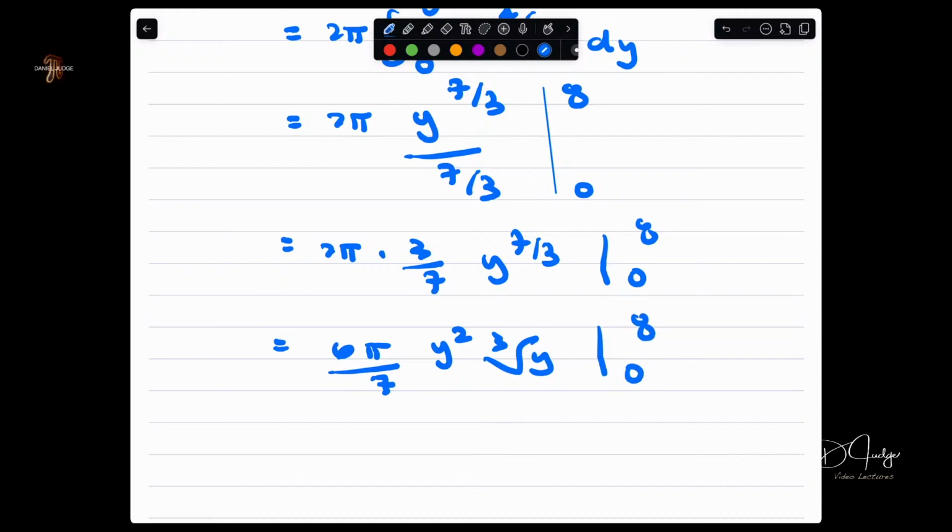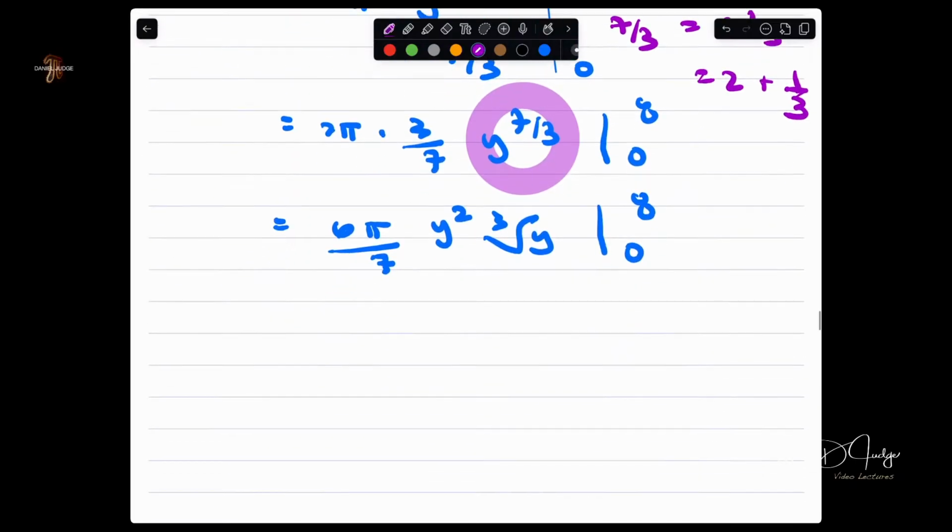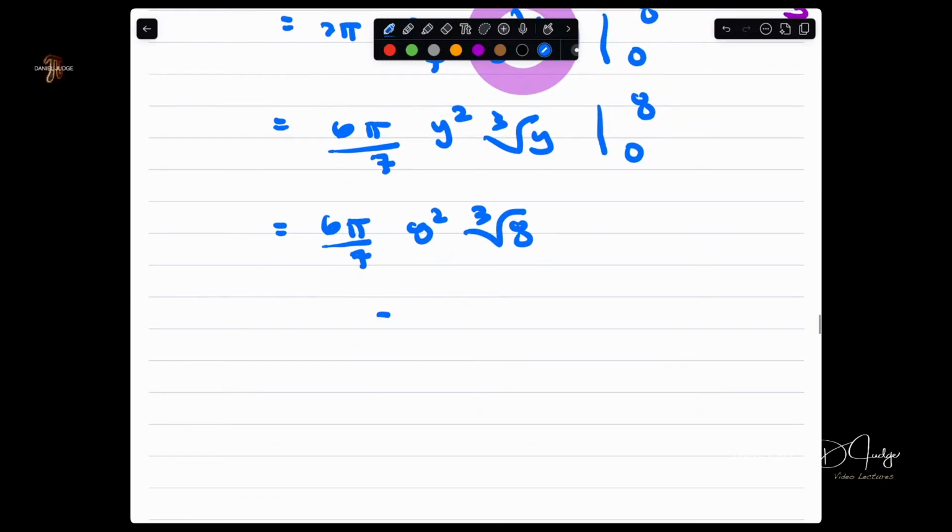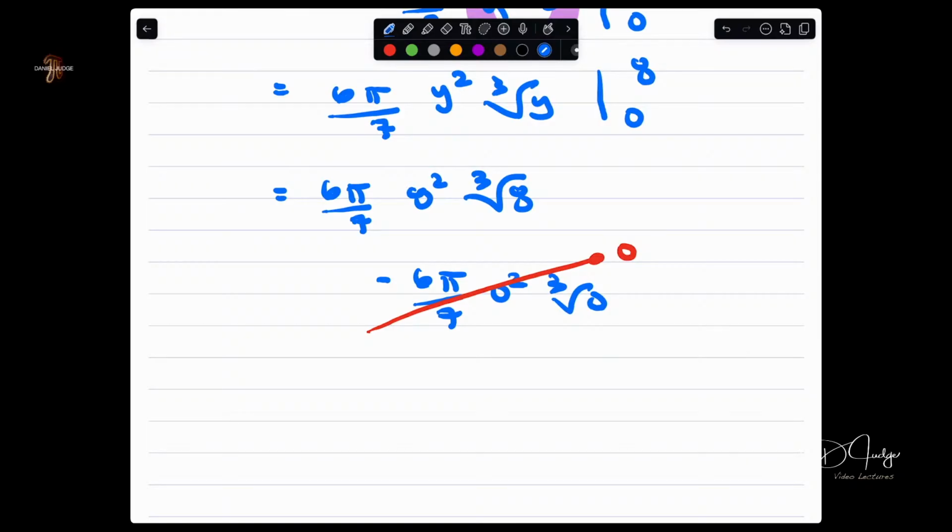Okay, I'm going to simplify by the method I demonstrated to you guys here how to do that, right? Write it as a whole number. Right? 7/3 becomes 2 1/3, or 2 plus 1/3. Those are the powers of your exponents there. So, okay. So now that should make everything a lot easier to evaluate, meaning 6 pi over 7, 8 squared, cube root of 8. Minus 6 pi over 7, 0 squared, cube root of 0. This makes this whole thing 0. And the cube root of 8 we know is the value 2.